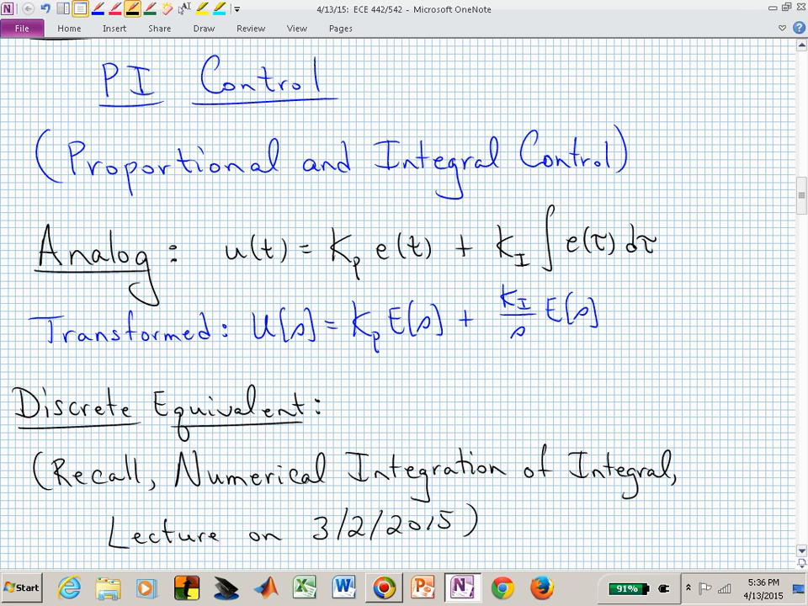You can Laplace transform that time domain expression for a PI controller, and now we have this expression in terms of K's and S's, Kp, Ki, and S. We can actually do our discrete equivalent that we've done before using many different techniques. Let's just use the forward technique.